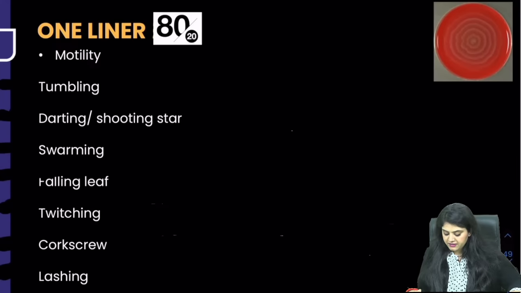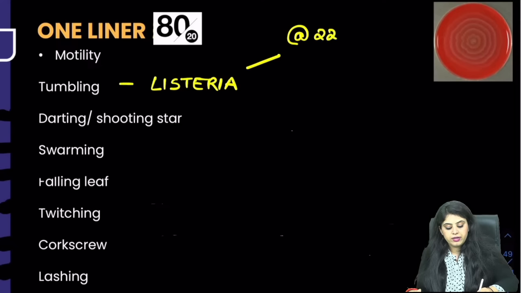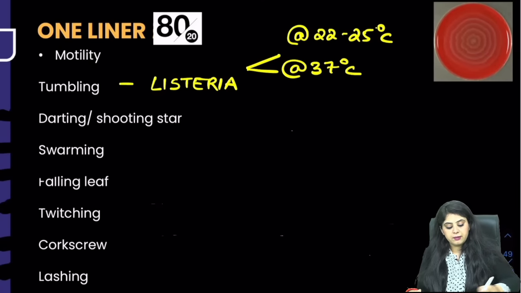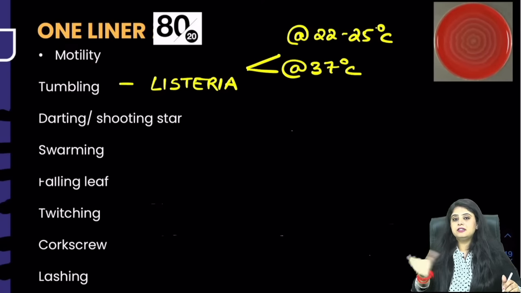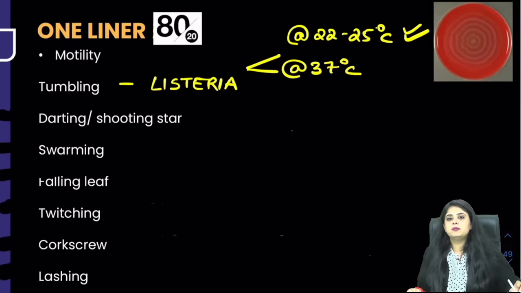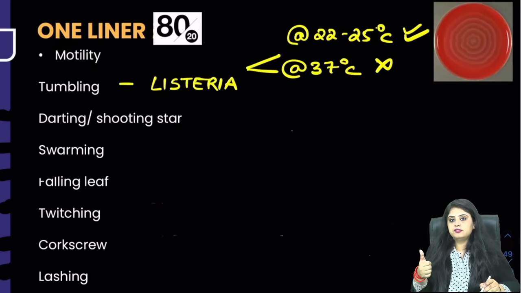So, let's do that. Tumbling, very good. Everyone said that, ma'am, tumbling is seen in Listeria. At what temperature? Will it tumble at 22-25 degree centigrade or will it tumble at 37 degree centigrade? I told you a very nice story also. Tumbling is basically like a drunk man falling left and right. At a young age it is okay, and a person will be able to get in control, but at an old age that will not be possible. So at 20-25 degree tumbling is shown, but at 37 degree tumbling will not be shown. So Listeria is that drunk man that you're talking about.